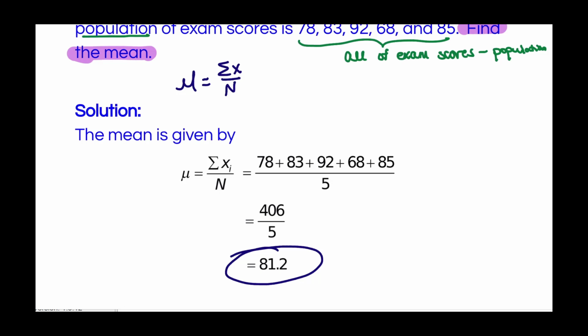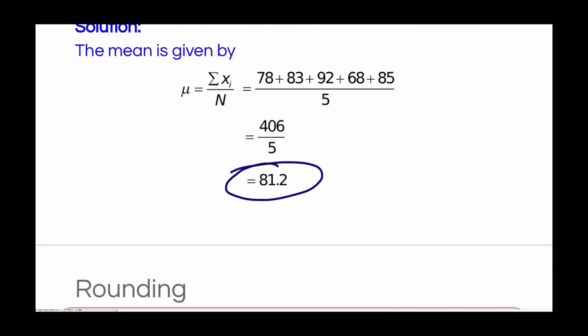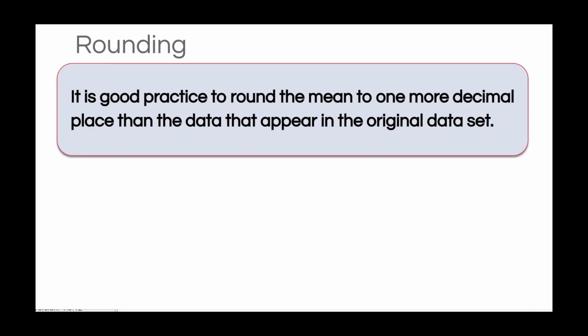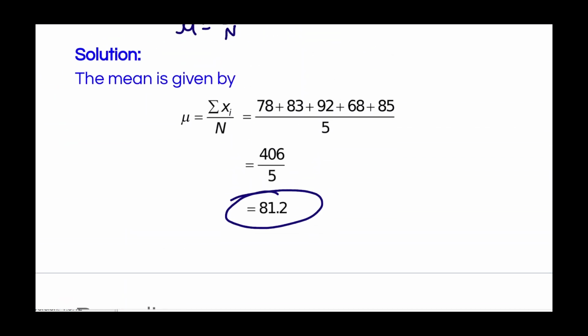So 81.2. Now, you may be used to other math problems that tell you to round to 2 decimal places or round to the 10th position. For mean, they usually don't tell you what to round to, but there is a rule for you to know what to round to. And that's on this next slide here. So it is good practice to round the mean to one more decimal place than the data that appear in the original data set.